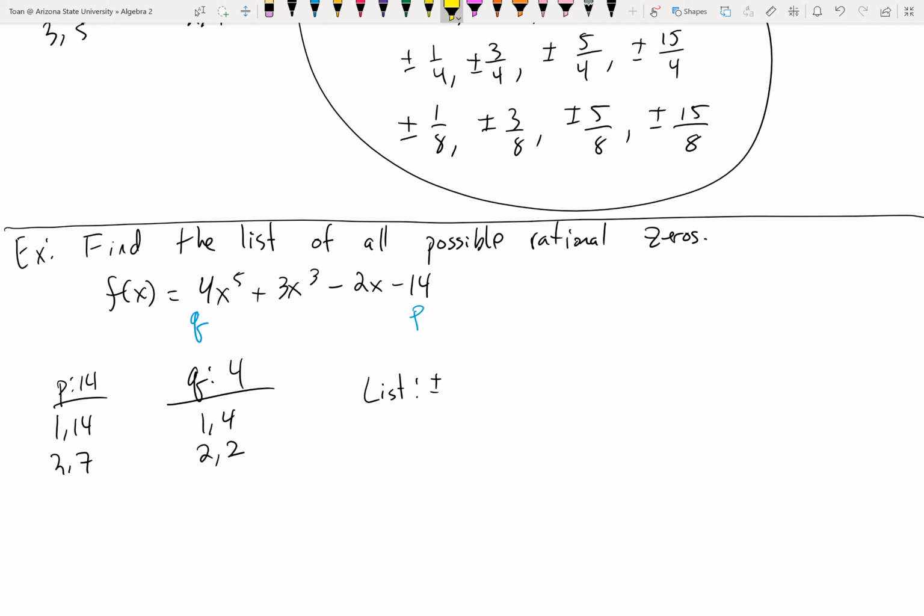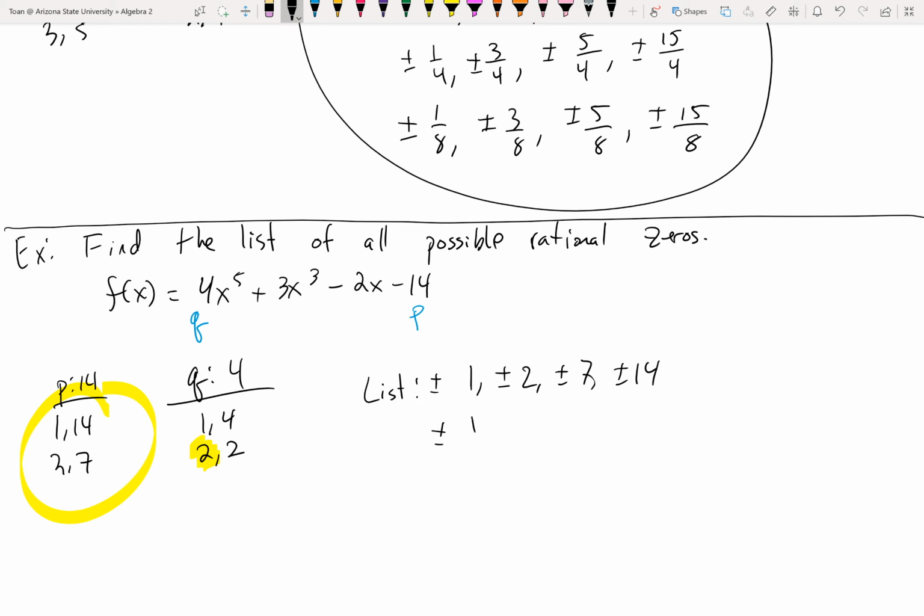First things first, divide everything by 1. So divide all the p numbers by 1. Of course, when you divide by 1, it's just itself. So you have plus or minus 1, plus or minus 2, plus or minus 7, plus or minus 14. Done with 1. Divide everything by 2. And if it can reduce, you go ahead and skip it.